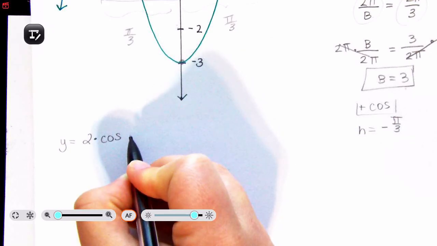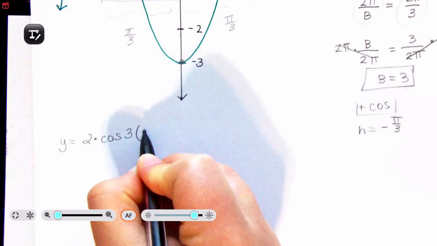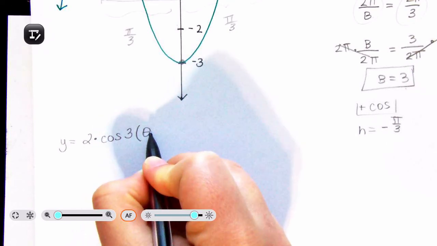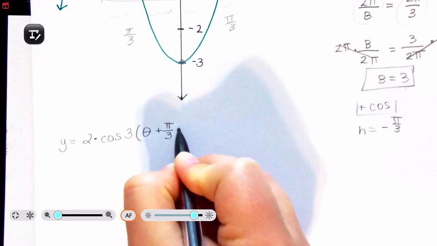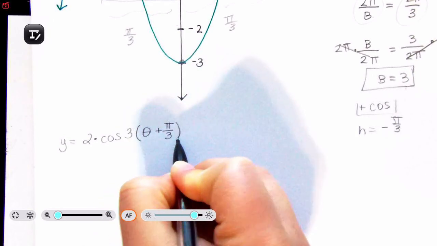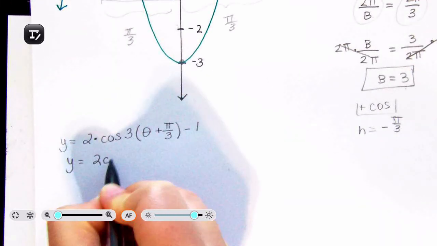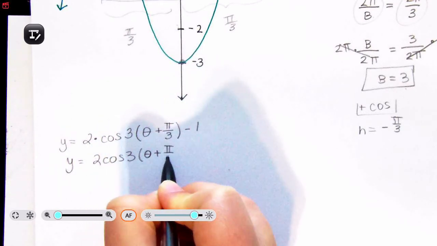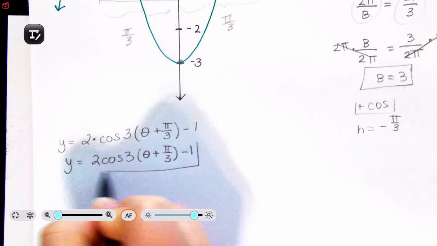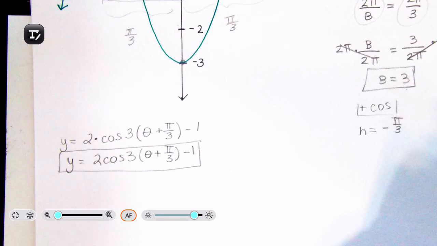Then we said our b is 3. I'm going to use theta. Our h is negative pi thirds, so we have to write the opposite, which is positive pi thirds. And our vertical shift, our k, is negative 1. Let's simplify this. 2 cosine, oh, that is simplified. I'm just going to rewrite it to make it prettier without the dot. And that is your equation for your cosine wave.